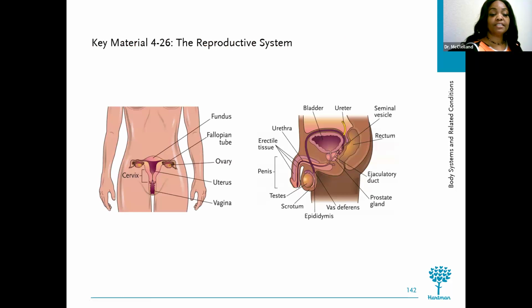The reproductive system is all of the things that you see listed here. In the female, the fundus, the fallopian tube, the ovary, the uterus, and the vagina, as well as the cervix. In the male, you've got the bladder and the ureter, seminal vesicle, rectum, ejaculatory duct, prostate gland. All of the things you see listed here are a part of the reproductive system for the male.